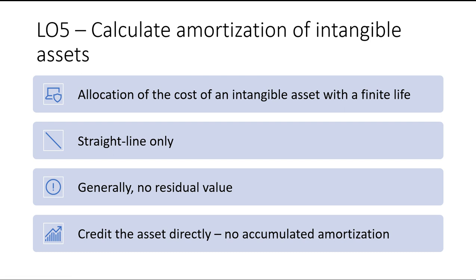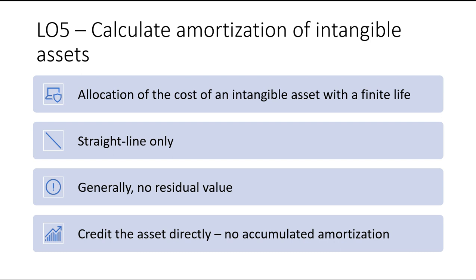Intangible assets are not depreciated. They are what's called amortized. And it's a little bit simpler with intangible assets. It's the same process. You're allocating the cost of the asset. It has to be an intangible with a finite life, so one that's not going to last forever, like a copyright or a patent. We only use straight line with amortization, and generally there's no residual value, so it's pretty easy.